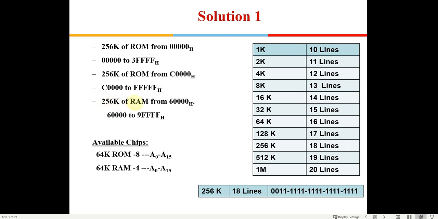And another 256K of RAM has to start from 60000. So you add another 3FFFF, then you get 9FFFF. So these are going to be the final addresses for the RAM. If you keep this table ready, you will be able to write these addresses without wasting time, because these are important to finally make an address decoding chip, right?